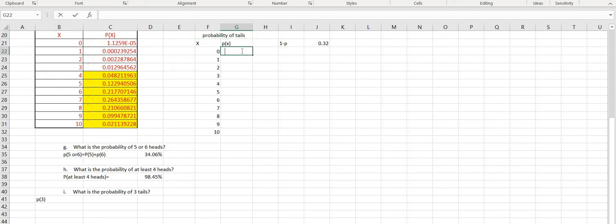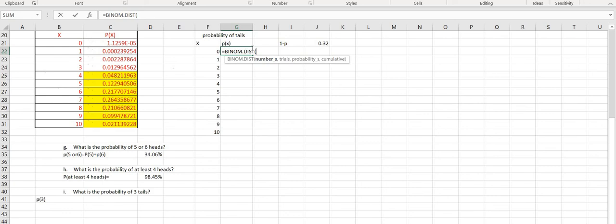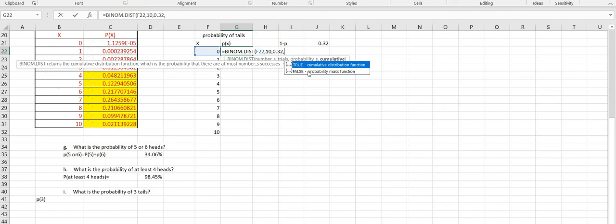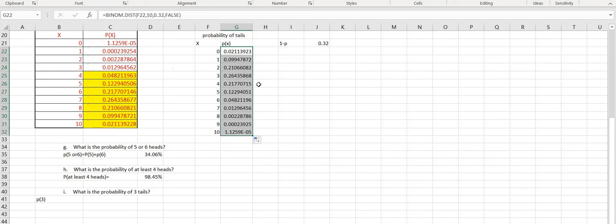Okay, so here is equal to binomial distribution, since this is a binomial experiment. Binomial distribution of the numbers, I'm going to click on 0, comma, the trials are 10, and the probability is 0.32, comma, false, I don't want it to be cumulative, and then I'm going to go back to the first number and then double click.